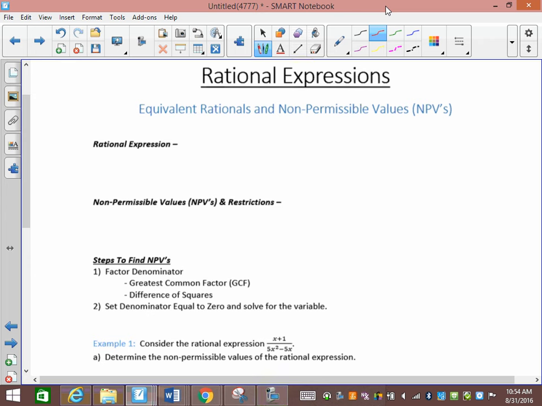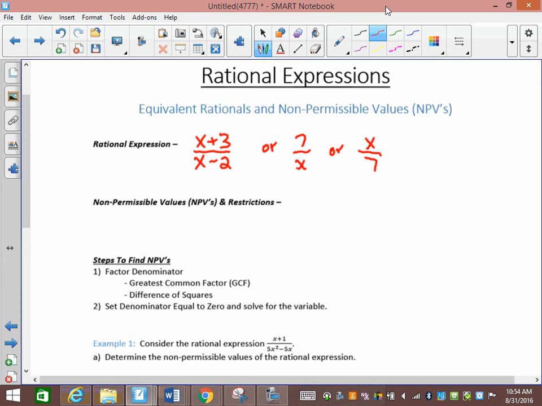A rational expression is when you have something with a variable over something with a variable. For example, x plus 3 over x minus 2. It could also be just a number over a variable, like 7 over x, or x over 7. Anything like that is a rational expression.